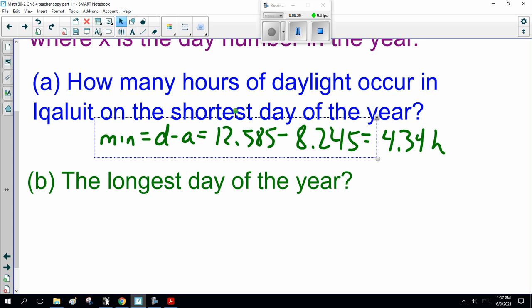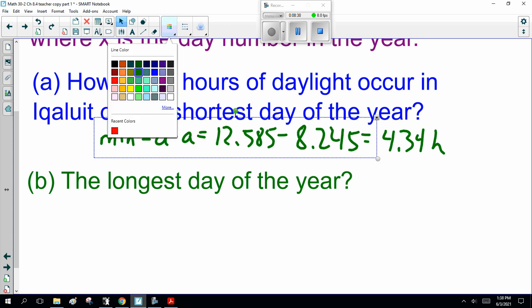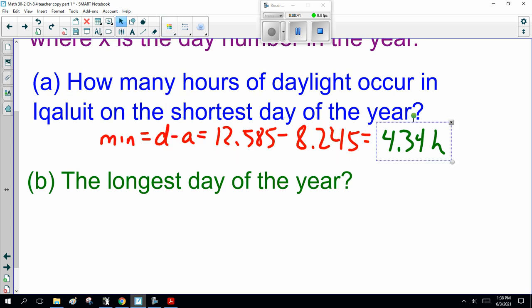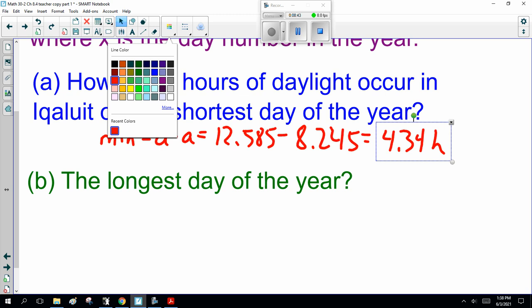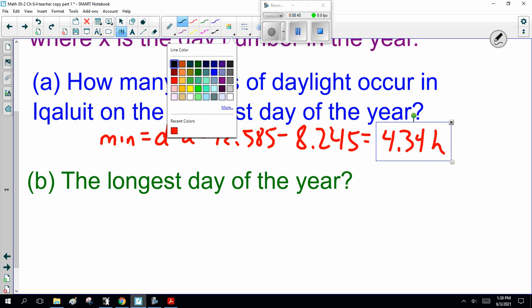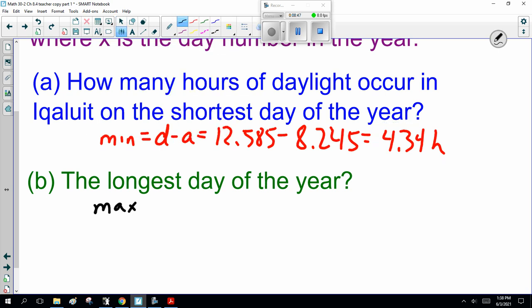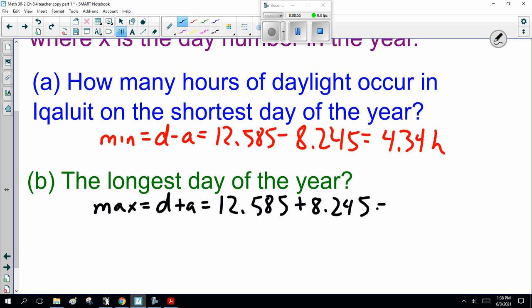I guess I should change colors here. Like that. Red. It stands out a little more. Longest day of the year. That's the maximum. D plus A. So 20.83 hours. That's a lot.